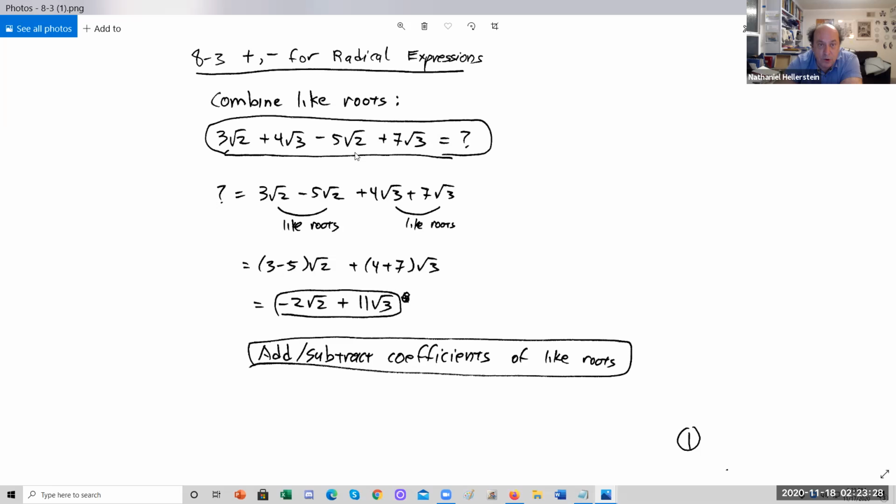For example, 3 root 2 minus 5 root 2, those are like roots. They have the same square root, root 2. 4 root 3 plus 7 root 3, they have the same square root, root 3. So these are like roots. Now, you can remove a common factor of root 2 here. We're left with 3 minus 5, root 2. Pull out a common factor of root 3 here. We get 4 plus 7, root 3.